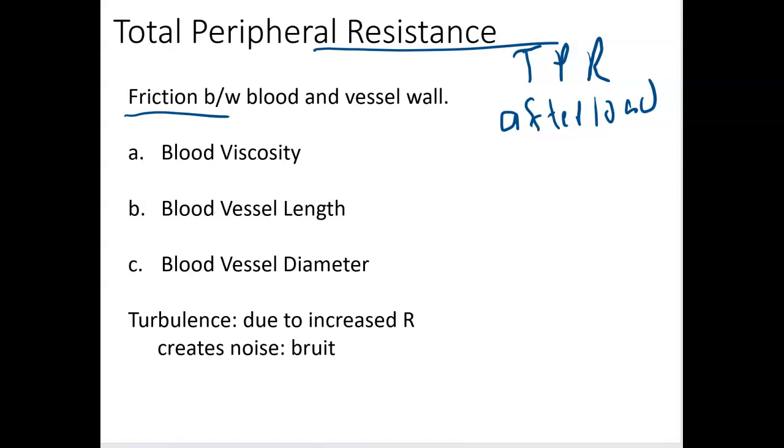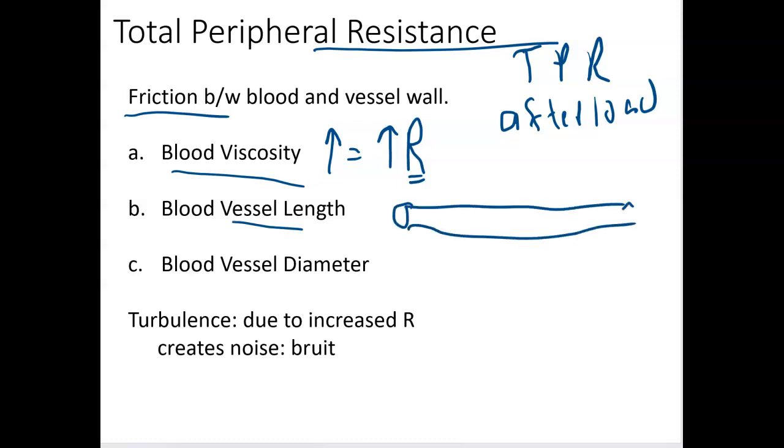Well, there's three main factors that cause this resistance. One is how thick your blood is, viscosity. So we have a direct relationship between viscosity and resistance. If your viscosity increases, so does your resistance, and resistance is a capital R. Well, your vessel length: imagine blood flowing through two tubes here. This longer one is going to have more resistance because it's just longer, right? It's going to come in contact with the vessel wall. So the longer the blood vessel, the higher the resistance.